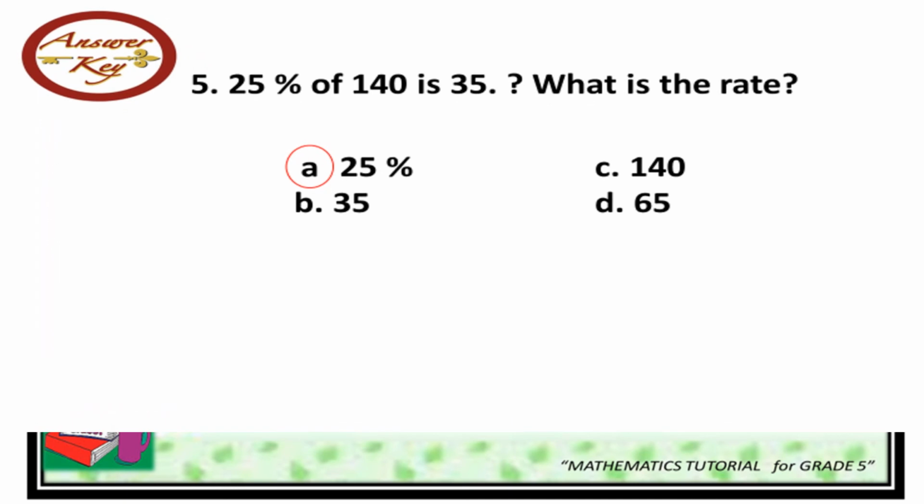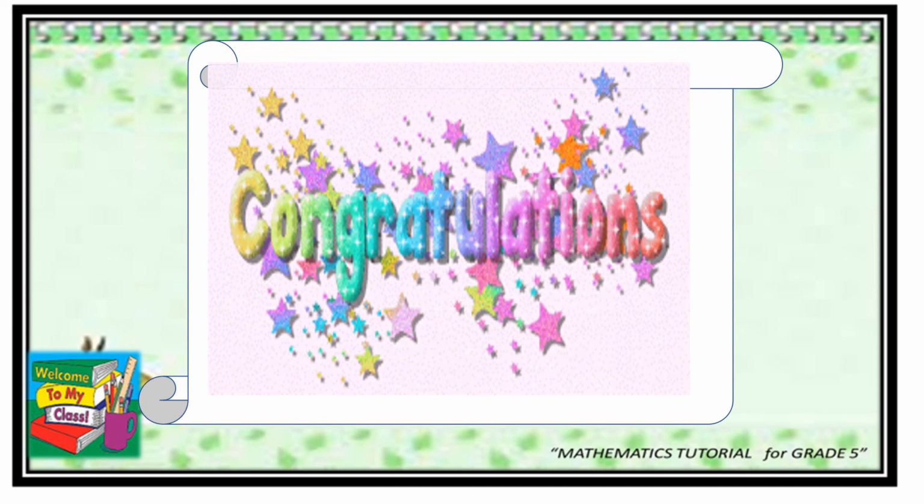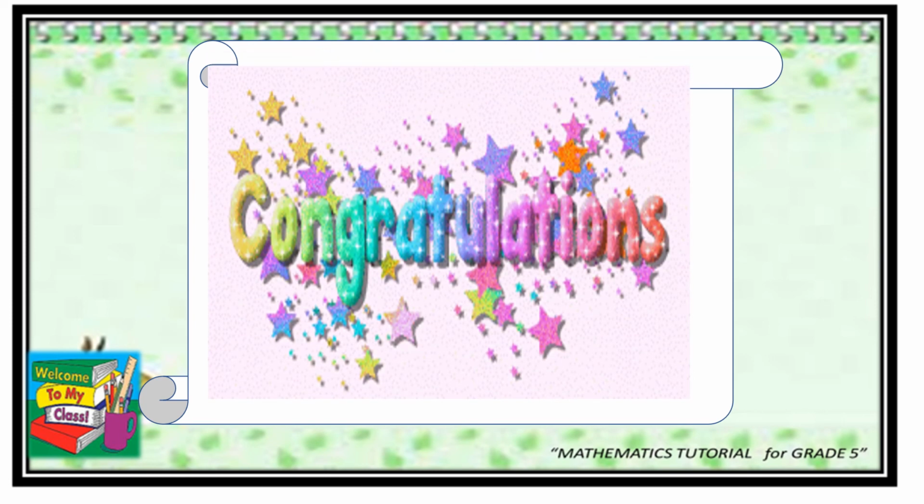Number 5. 25% of 140 is 35. What is the rate? The answer is letter A, 25%. Congratulations! You've got the correct answers.